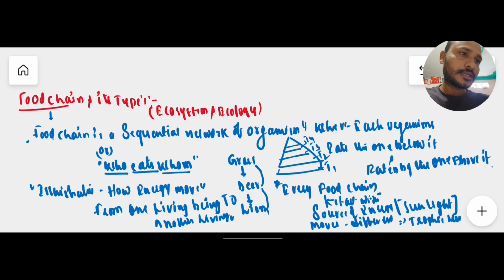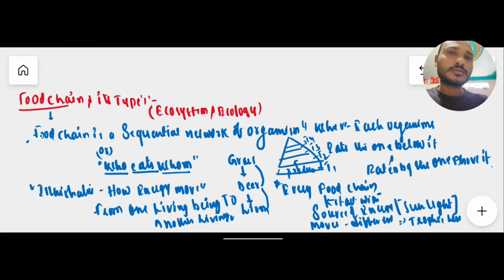The organisms at trophic level 1 use sunlight to prepare their own food, which means they act as producers. From the producers, the energy is transferred to the next trophic level. Likewise, at each and every trophic level there is a set of organisms, and the energy moves from one trophic level to another.